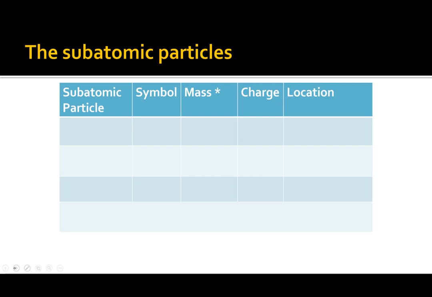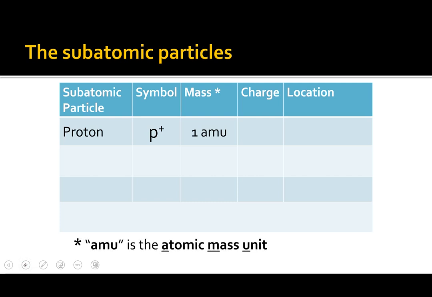So just some real quick biography about the subatomic particles. Subatomic particles include the proton, neutron, and electron. As I mentioned, the proton's basic facts: the proton is positive. Its symbol is P, lowercase p, with a little plus sign on it. It has a mass that we call 1 AMU, or atomic mass unit.